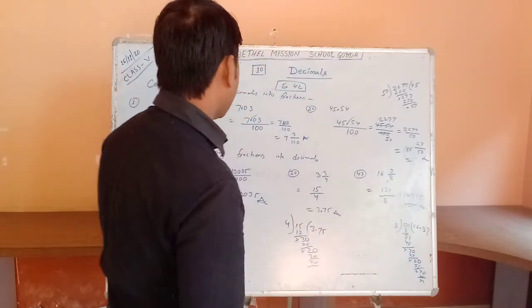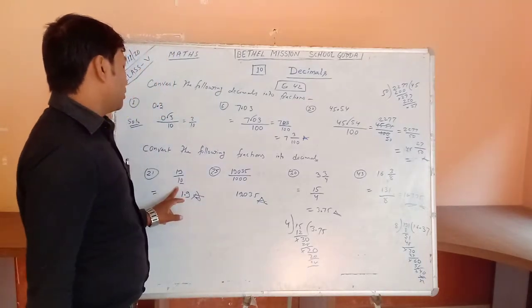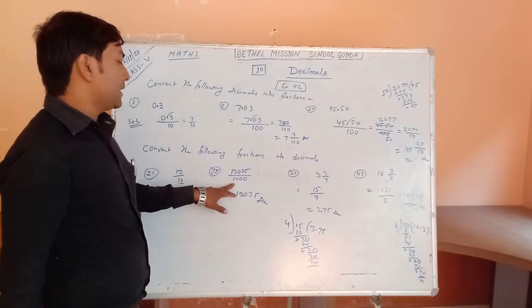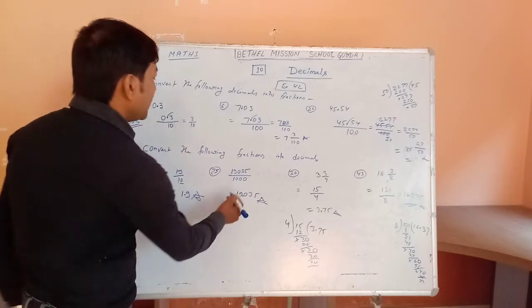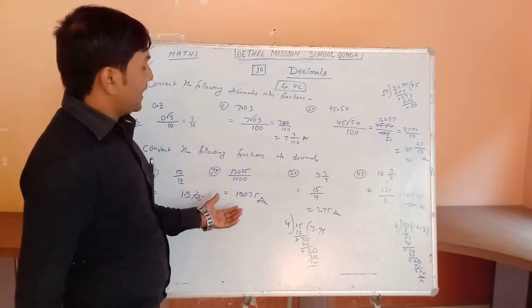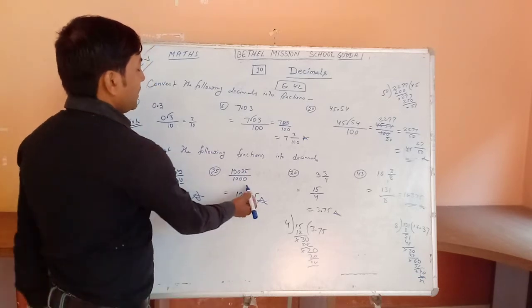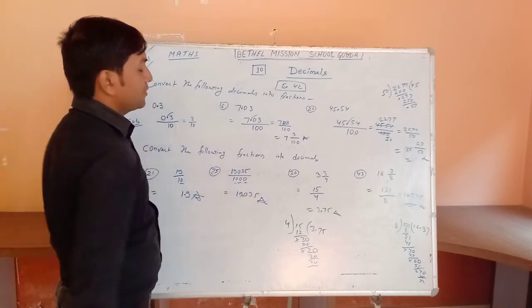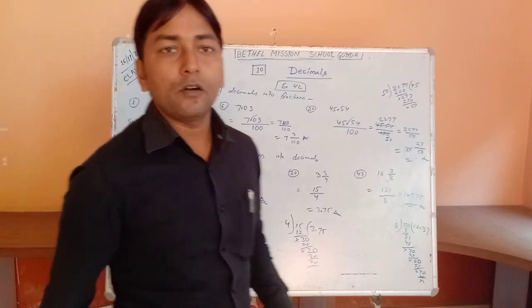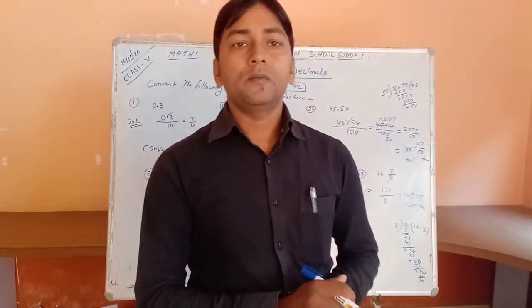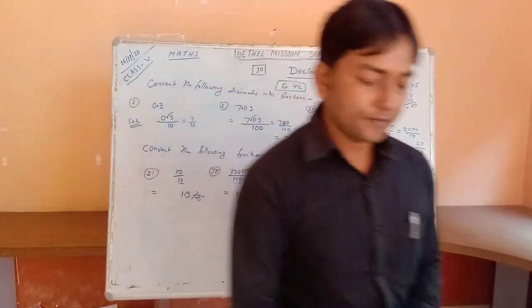Also here and here, if the denominators are 10 or multiples of 10, then there is no need to divide. Only write down the numerator and put the decimal after how many zeros are given. Okay, I hope you got it. Now I solve the next exercise.